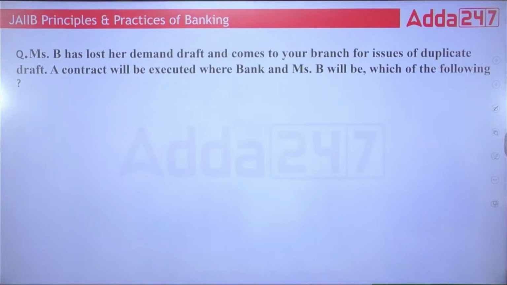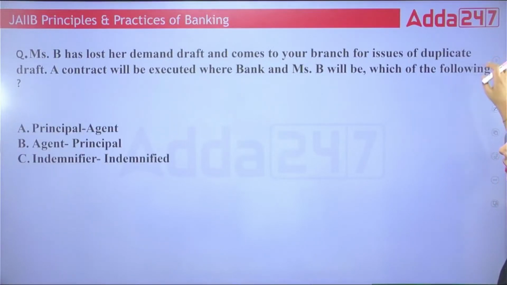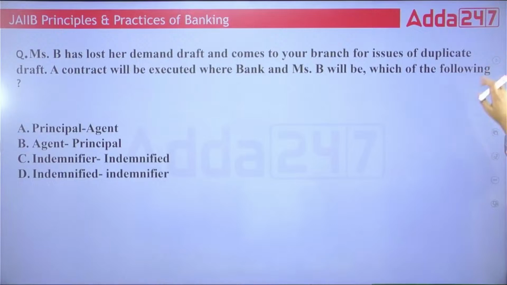Miss B has lost her demand draft and comes to your branch for issue of a duplicate draft. A contract will be executed where bank and Miss B will be which of the following? So what will be the relationship in that case? Principal agent, agent principal, indemnifier indemnified, or indemnified indemnifier.